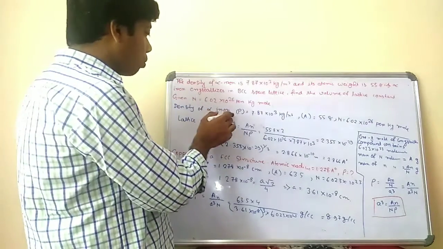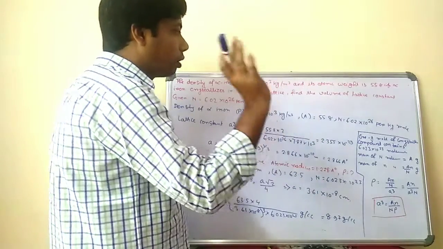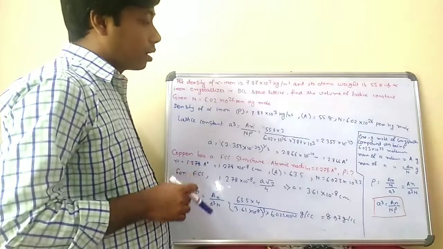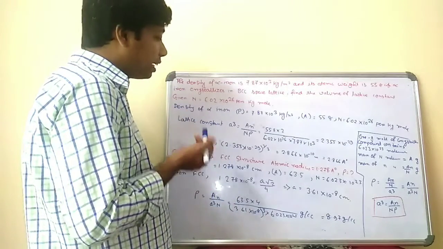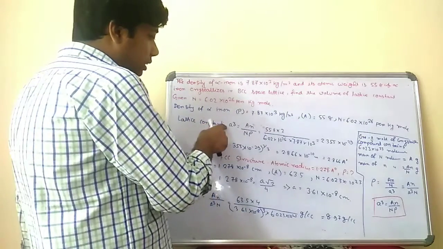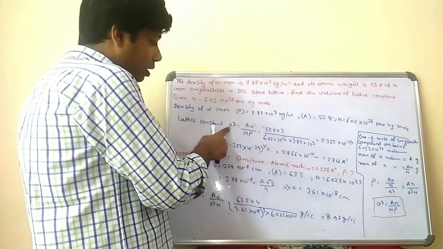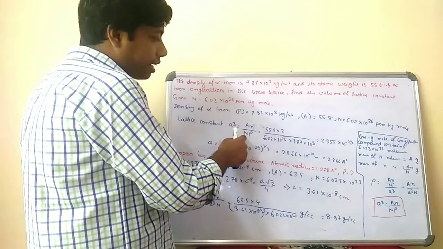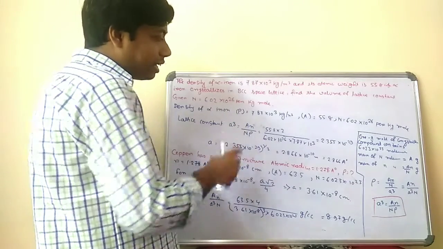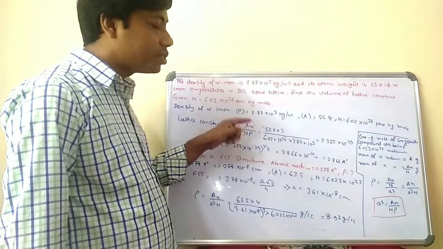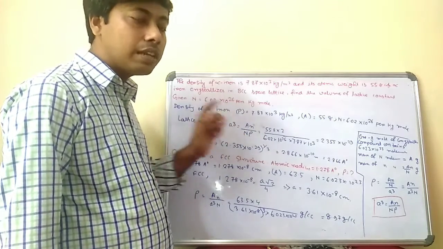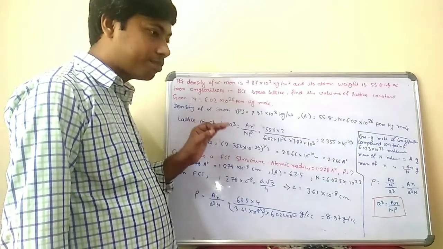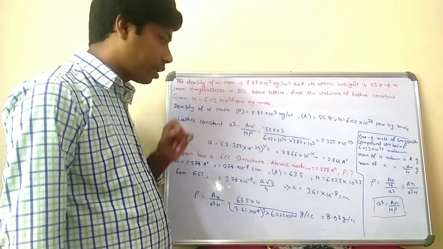So all these values, rho, A and N, are already given. Now the theory is that when you calculate the lattice constant, a cubed is equal to capital A into small n divided by capital N into rho. Capital A is the atomic weight, small n is the number of atoms per unit cell, capital N is Avogadro's number, and rho is the density of the particular crystalline solid or material.